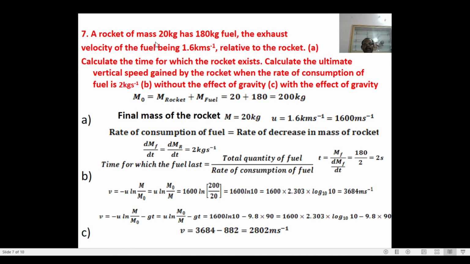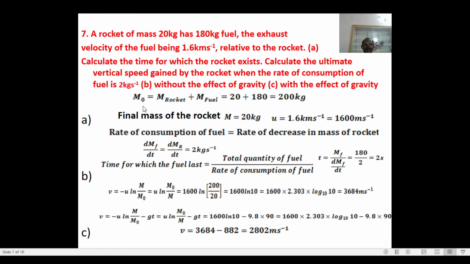A rocket of mass 20 kg has 180 kg of fuel, the exhaust velocity of the fuel being 1.6 km per second relative to the rocket. A. Calculate the time for which the rocket exists. Calculate the ultimate vertical speed gained by the rocket when the rate of consumption of fuel is 2 kg per second. B. Without the effect of gravity. C. With the effect of gravity.